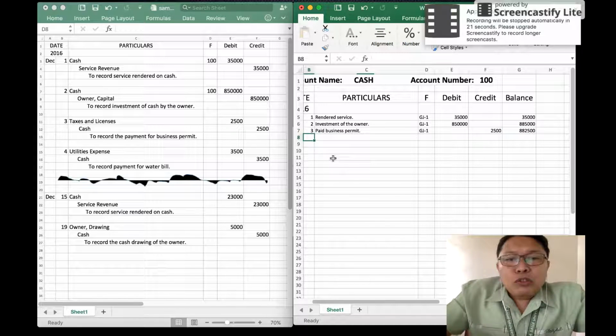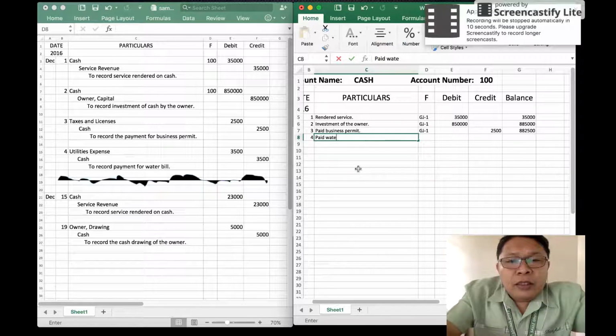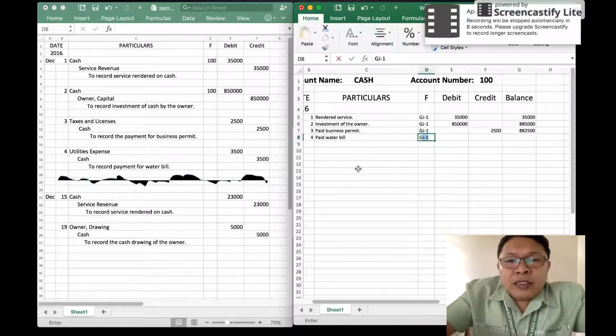Now, we will proceed with the fourth appearance of cash which happened on December 4. There is a payment for water bill. So, we have to write paid water bill. This is recorded in General Journal, page 1, and this is again credited.